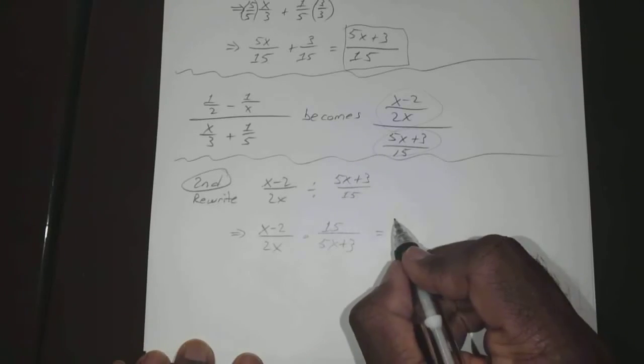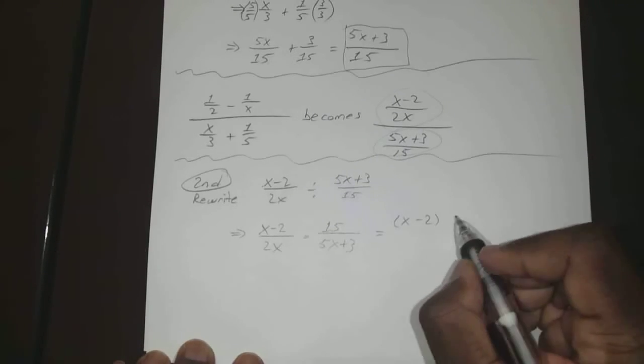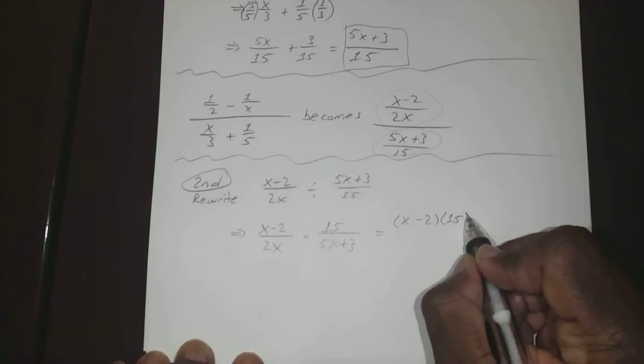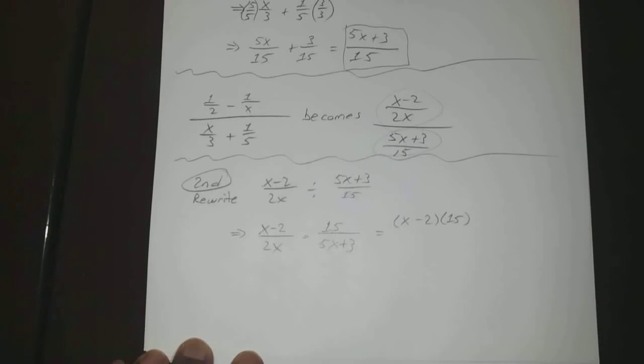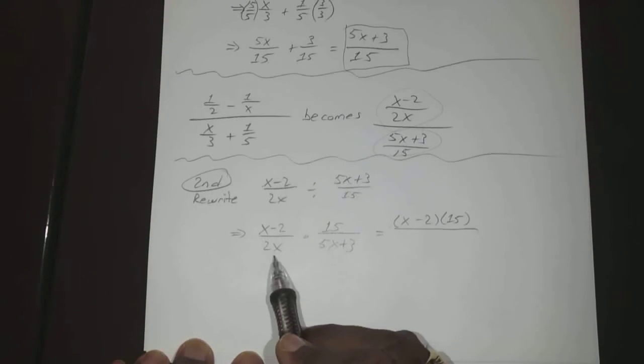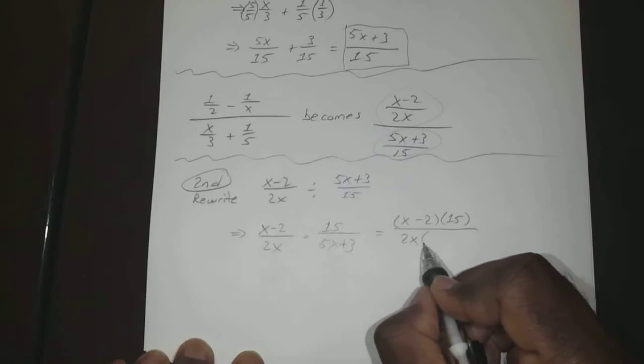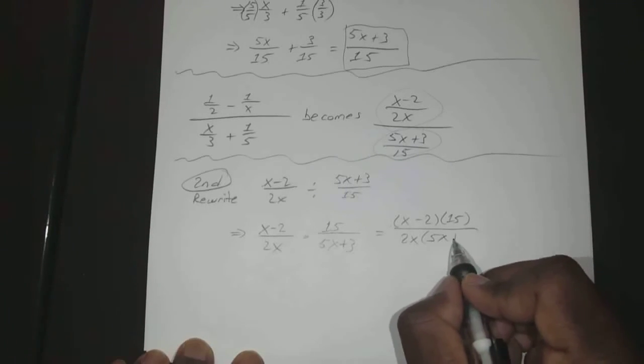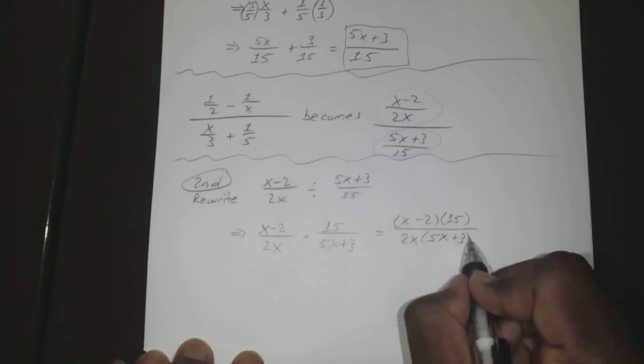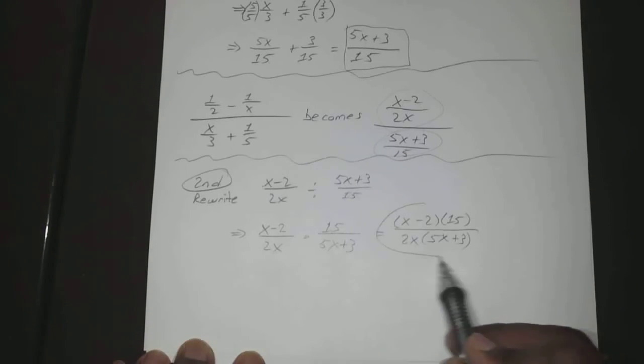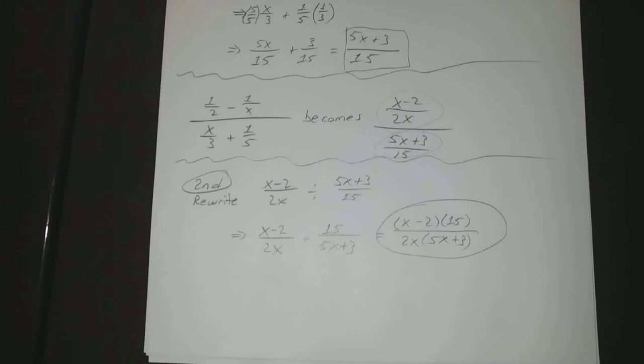So you have x minus 2 times 15, or you can put the 15 in the front if you want to, over 2x times 5x plus 3. Okay, so that would be your answer there.